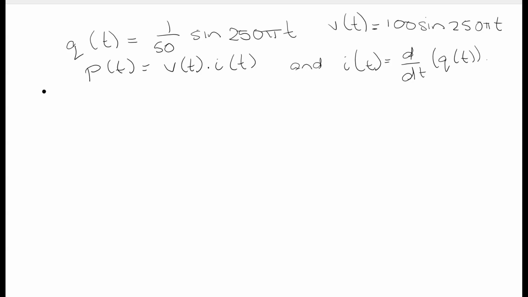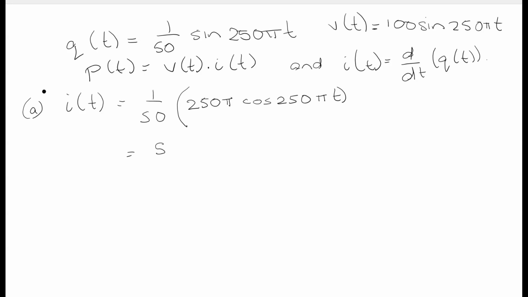So the first part of the question, you need to find I. So that's the derivative of Q. So that's going to be 1 over 50, times, then this is a chain rule question, 250 pi. Well, actually, it's not really a chain rule question. It's just a derivative of a sine function, but that does come from a chain rule way back. Right, so you needed to differentiate that, and then you can simplify that. A 50th times 250 is just 5. Don't forget the pi.